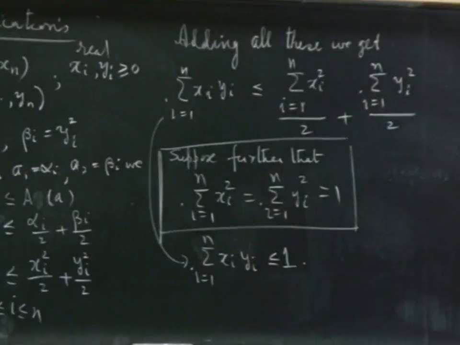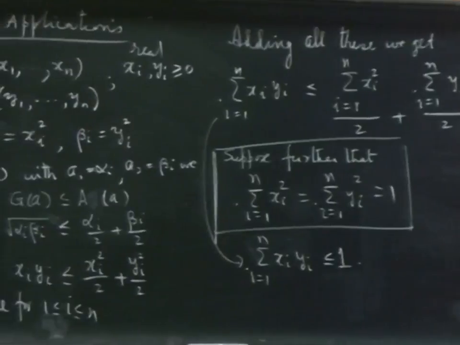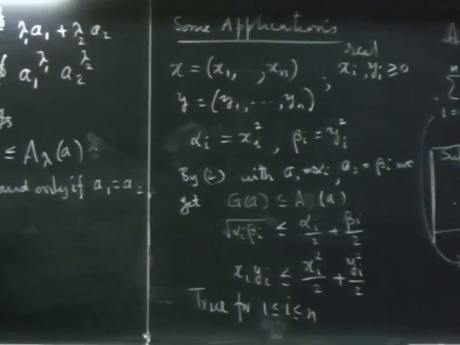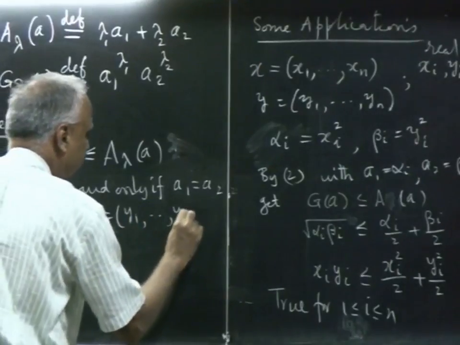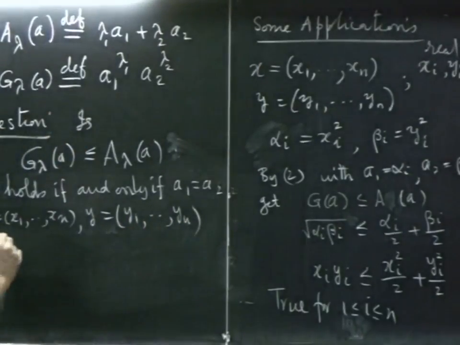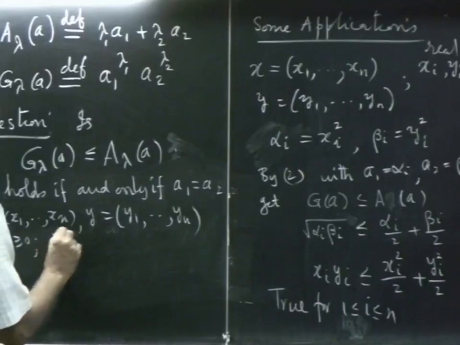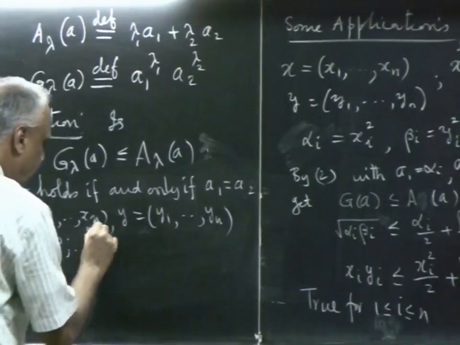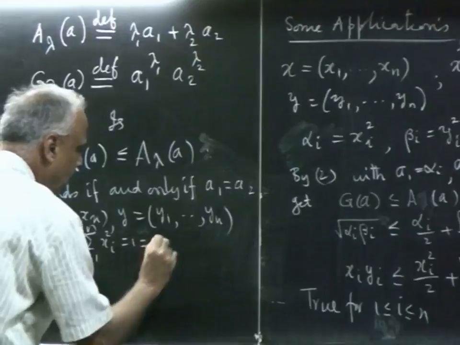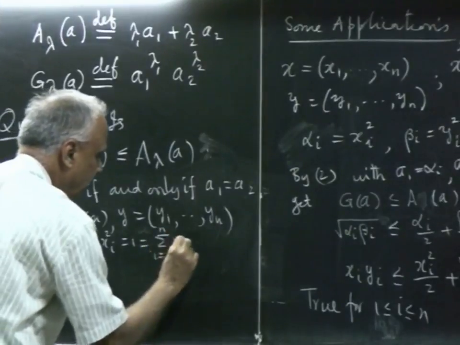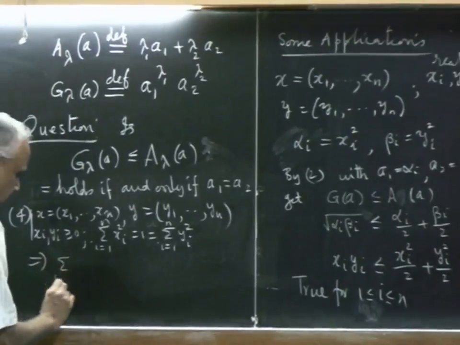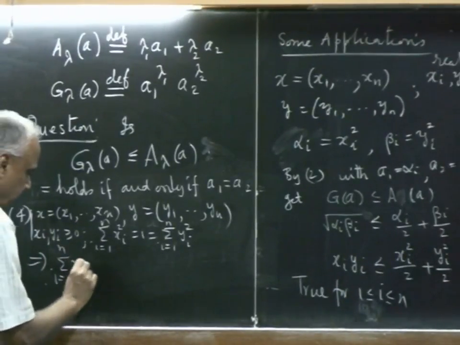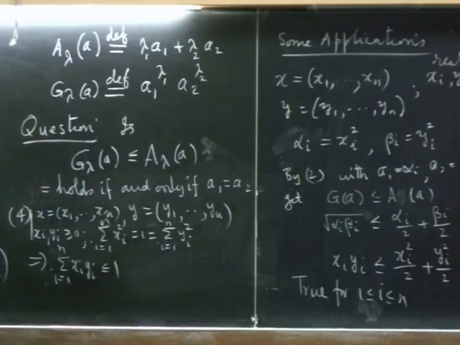Okay. So shall we write it here now? Number 4. x is equal to x1, x2, xn, y equal to y1, y2, yn, xi, yi greater than or equal to 0, summation i equal to 1 to n xi squared equal to 1 is equal to summation i equal to 1 to n yi squared. All these imply summation i equal to 1 to n xi yi is less than or equal to 1.